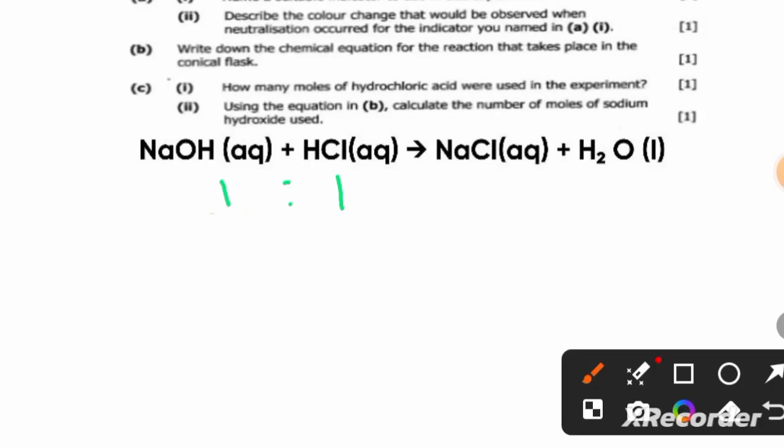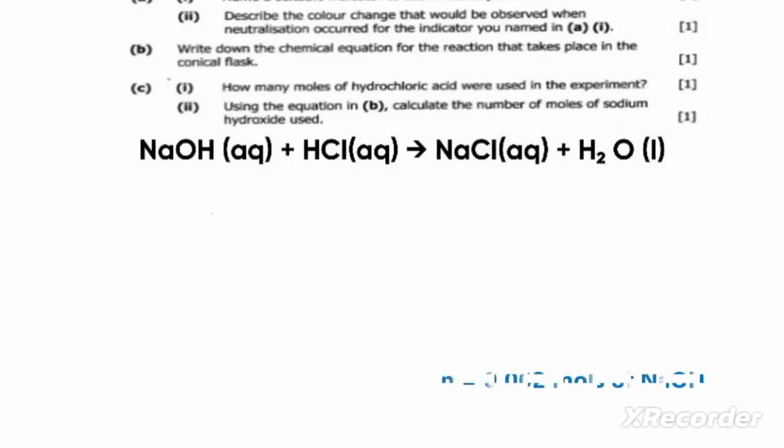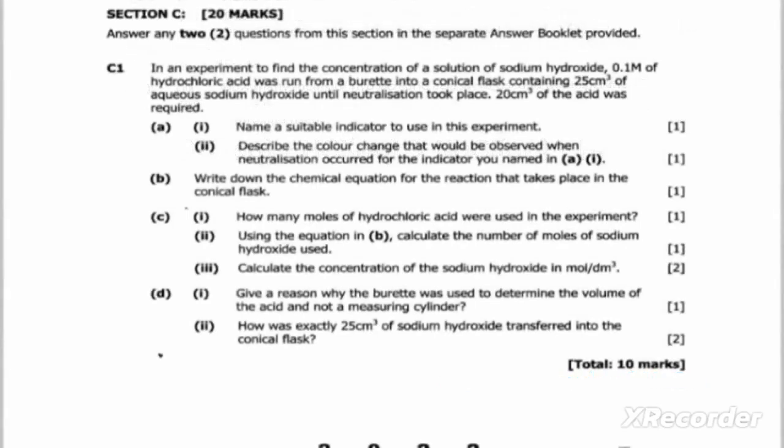The one thing that we need to do here is to know the number of moles of hydrochloric acid, and we have known the number of moles of hydrochloric acid. So therefore, the number of moles of sodium hydroxide is 0.02. Okay, 0.02. We shift to the next question, which is question C3.